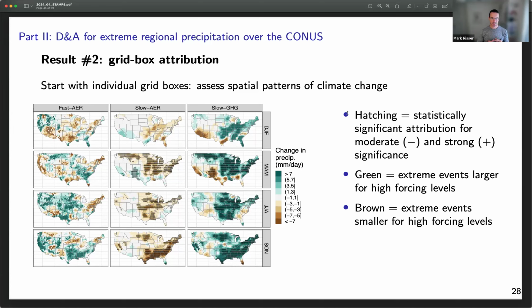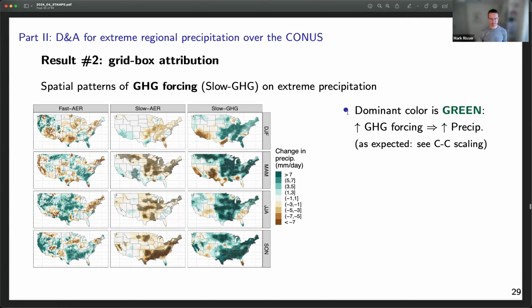So green are places where extreme events are larger for larger values of that forcing agent, and brown is the other way around. As we step through this, maybe focus on the greenhouse gas column first, on the right side. Again, the dominant color here is green. That means as greenhouse gas forcing is increasing, as it has been over all of the 20th century, rainfall will also be increasing.